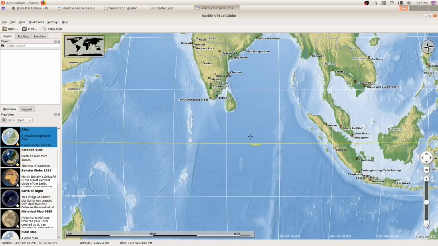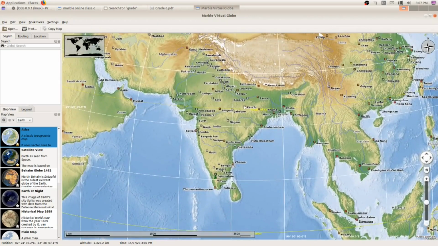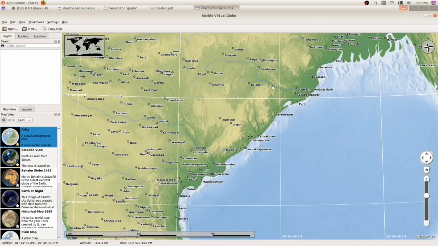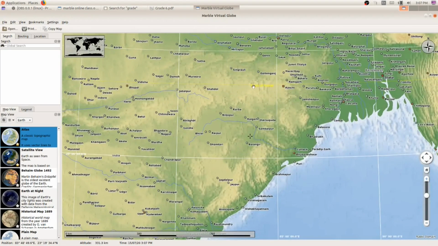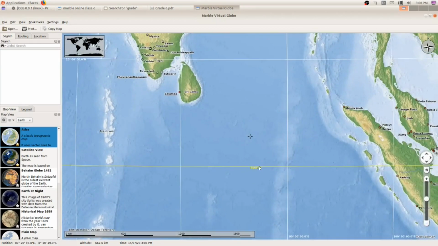Now I will show you the Tropic of Cancer. Can you see here a yellow line? Here I will zoom in. This one, look at my cursor. It is written in yellow color, Tropic of Cancer, and this is the line. You can see here a yellow line. This is Tropic of Cancer. So in your Marble software you can see these latitudes, equator.